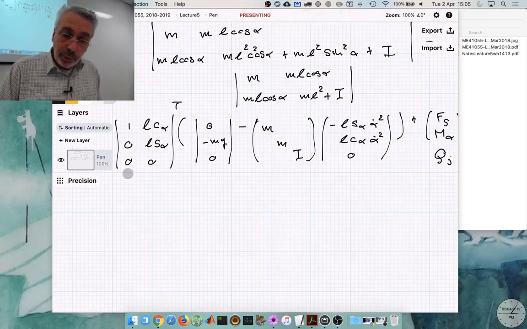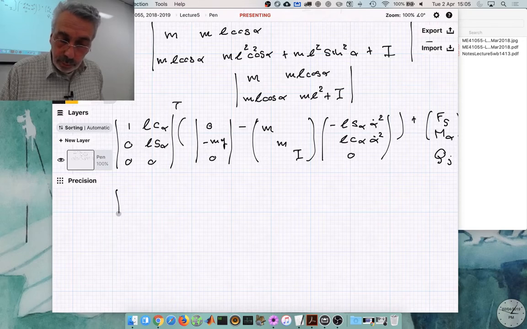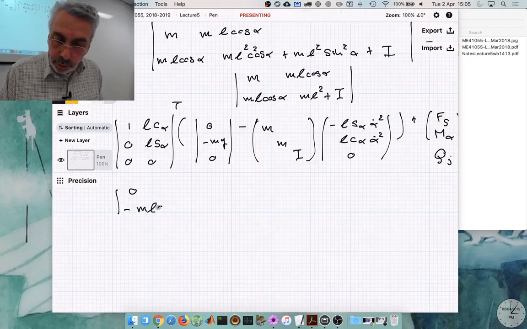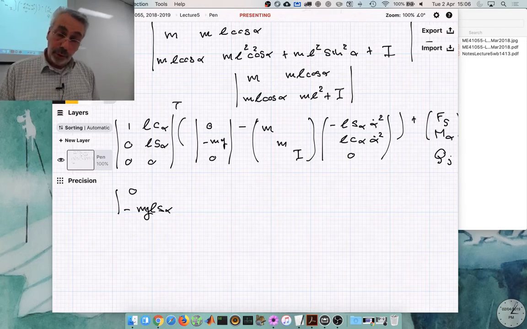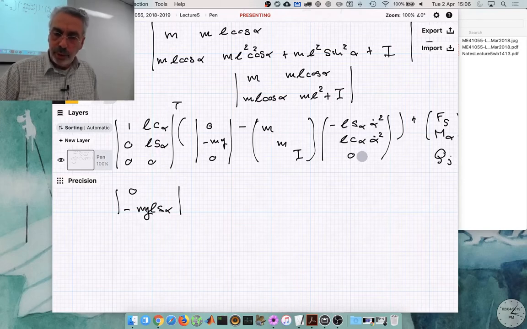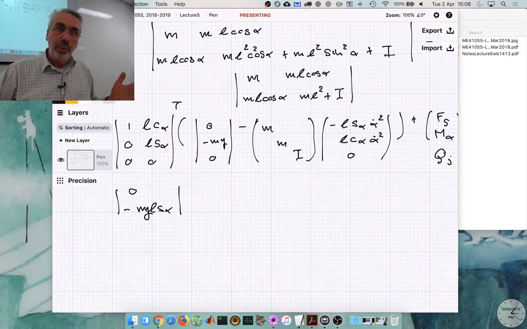So the first answer is 0. And this times this is zero. And then this times this guy, I get minus mgl sine alpha. Okay. So that's this first term. Then I have to do this second one. And I'm not going to multiply this out first. I know, of course, that this goes with m, this goes with m, and the 0 goes with I. So the only thing I have to remember is, oh yeah, I have to do this times this, and remember I have to multiply with m.